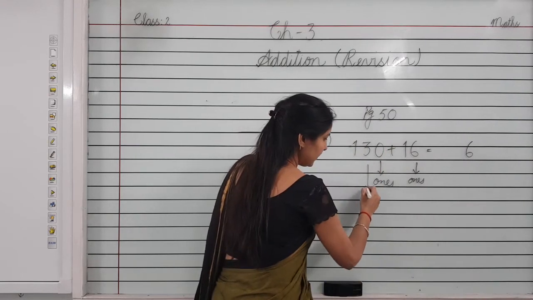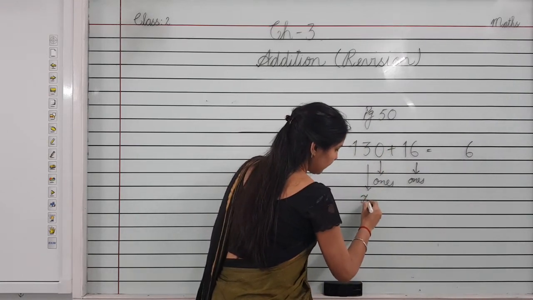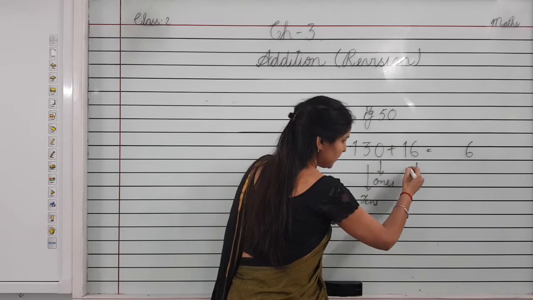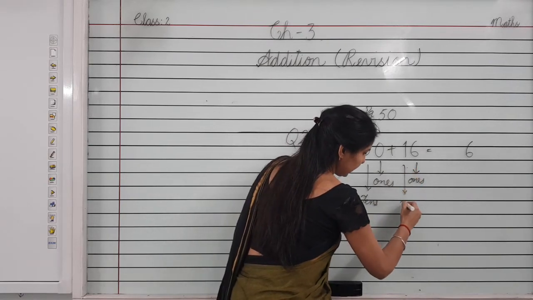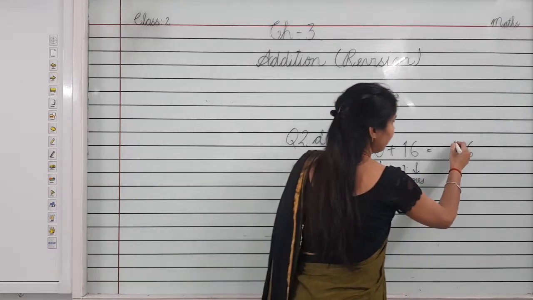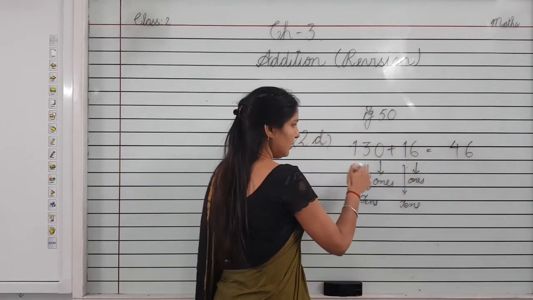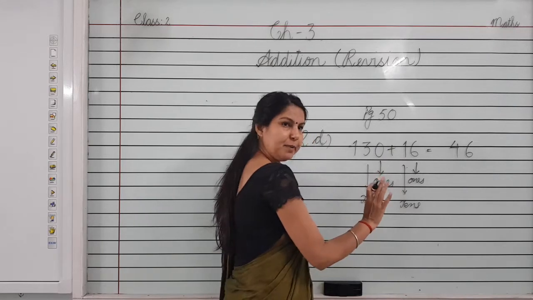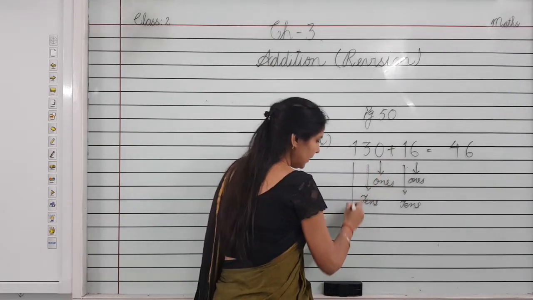Now we will add the digits which are at tens place. Here 3 is at tens place and here 1 is at tens place. So we will add 3 plus 1, it will be 4. Now here there is no number at hundreds place, but here 1 is at hundreds place.